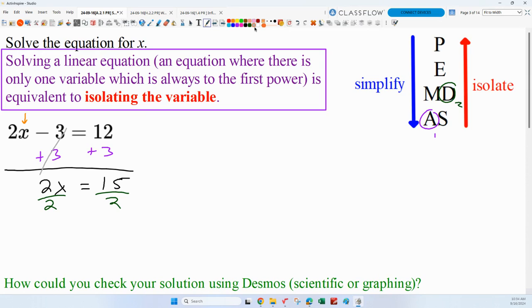And again, look what happened. We got to cross something out. So it took us one step closer, and now we're done. We have the answer x equals 15 halves, and that fraction can't be reduced.